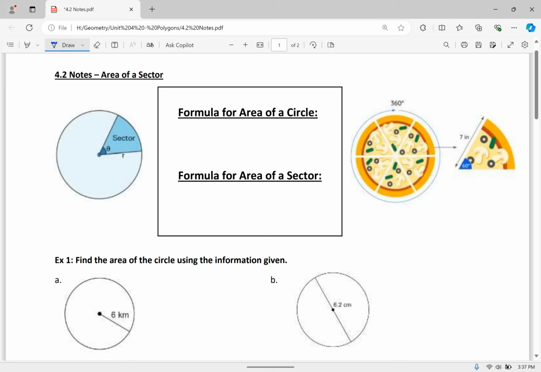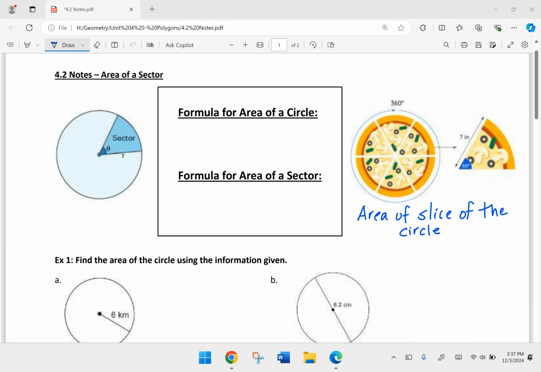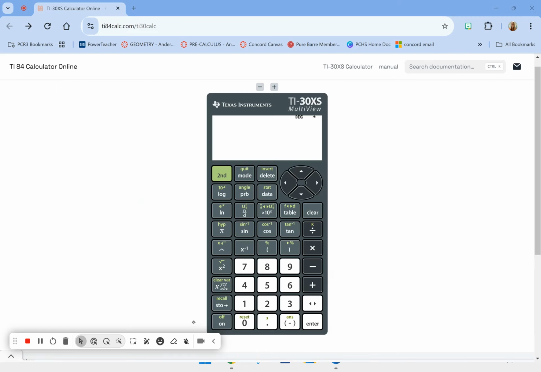In this lesson of 4.2, we will be talking about the area of a sector. Essentially, what the area of a sector is looking for is the area of a slice of the circle. In this section, make sure that you have a regular calculator available. Using just your regular blue calculators will work just fine, and I'll be demonstrating the calculations using this app.